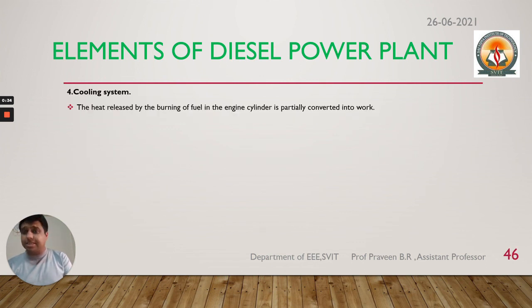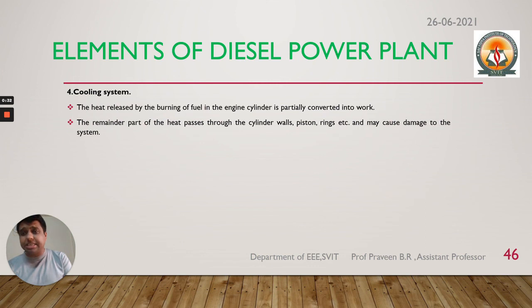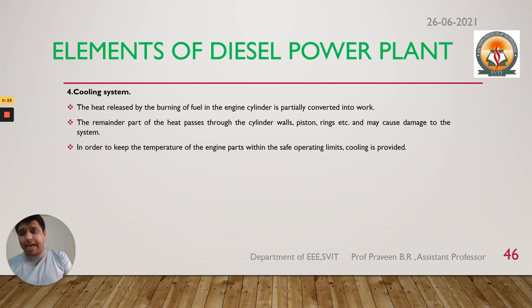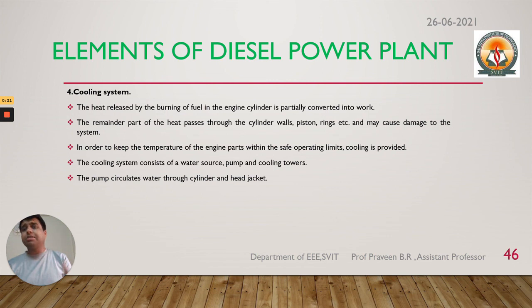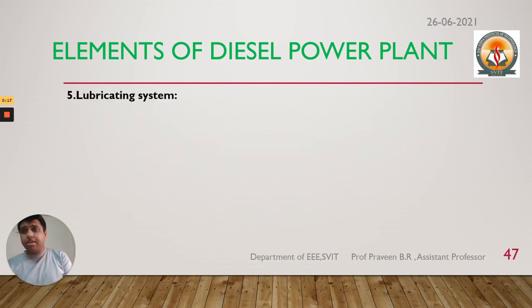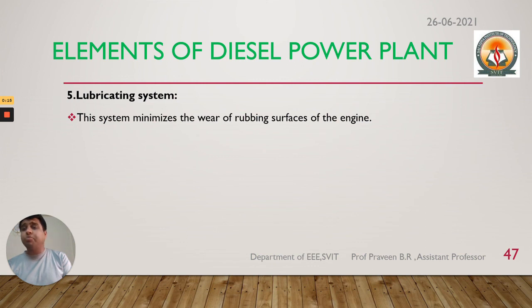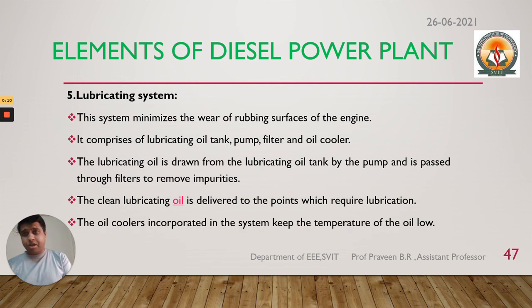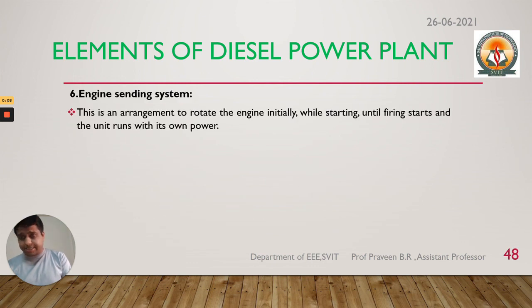We have a cooling system where the heat released by the burning of the fuel is partially converted into work. The remaining part will cause damage to the system, so in order to keep it safe, we have to cool it. The cooling system consists mainly of a water resource, pump and cooling towers. Then we have a lubricating system which minimizes the wearing of the rubbing surfaces of the engine. Then comes the engine starting system.